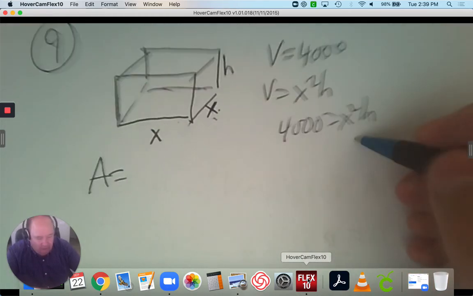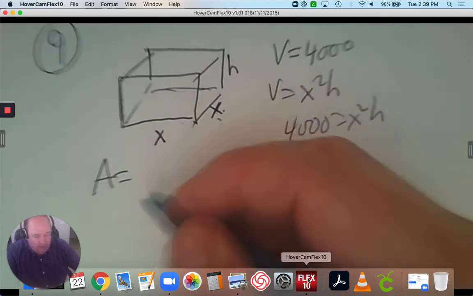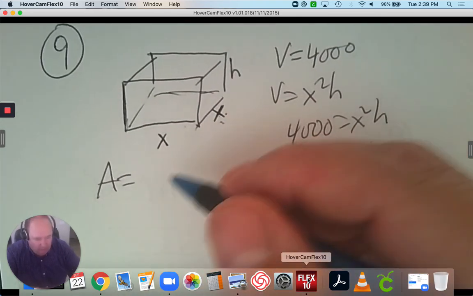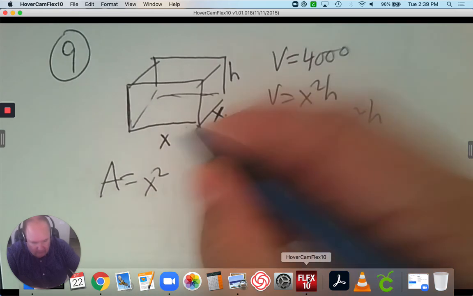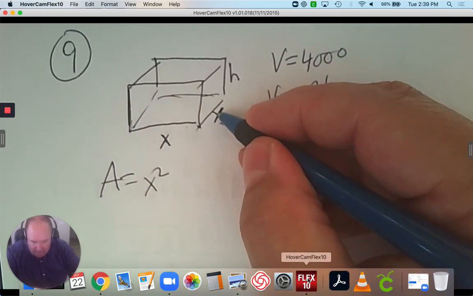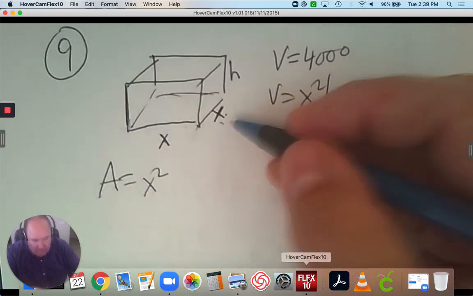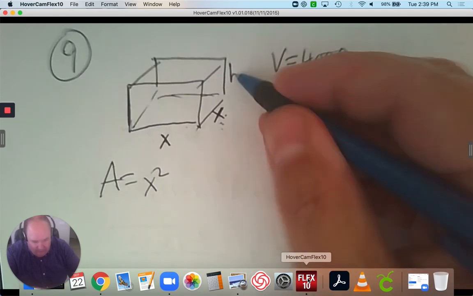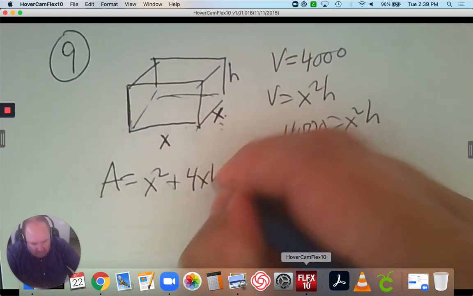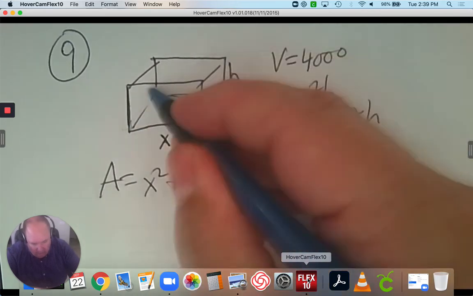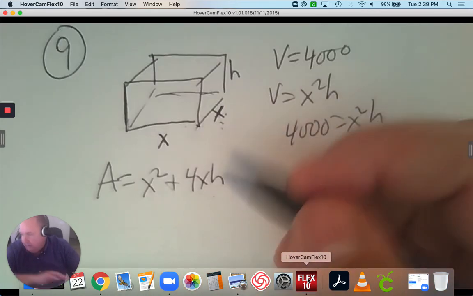So that's our secondary because that's what we know. Here's our primary, what I'm looking for, the surface area. So I have a square on the bottom, that's x times x. And I have rectangles. Well, each rectangle is x times h. And I have 4 of them, x times h, all the way around, and no top. So it's just 4xh.